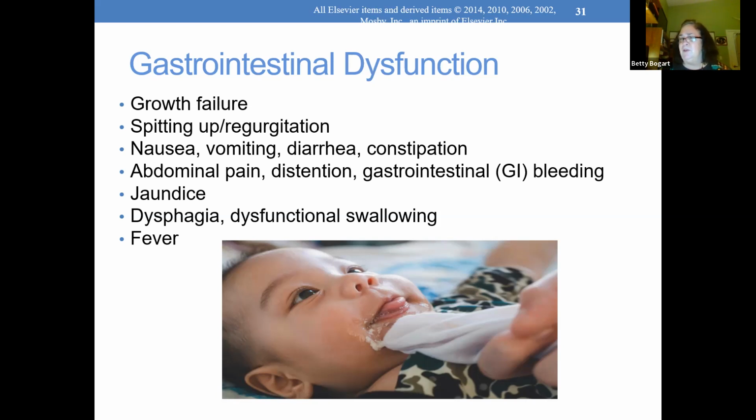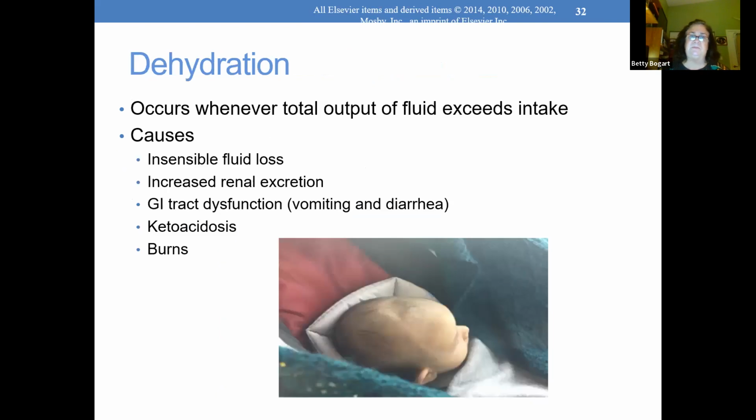It burns off fluid. Therefore, fever can cause dehydration. And we know dehydration causes a lot of problems. So remember, with fever, children should be getting more fluids than normal. Dehydration is whenever the output of fluid exceeds what you're taking in.